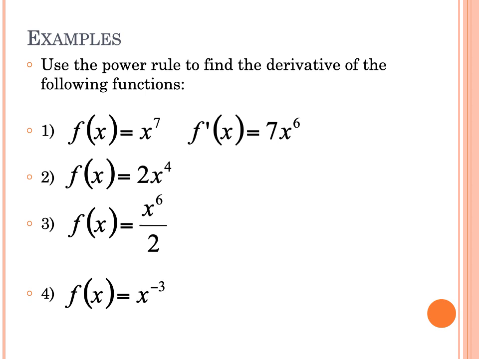All right, for this first one here, it was 7x to the sixth. So the 7 just comes in front and becomes the coefficient, and then we reduce our exponent by 1. That is much easier than plugging in and figuring out what x plus h to the seventh power is and trying to reduce it and then plugging in the limit. This power rule is going to save us quite a bit of time in being able to find the derivative and be able to find what the slope would be at any particular point.